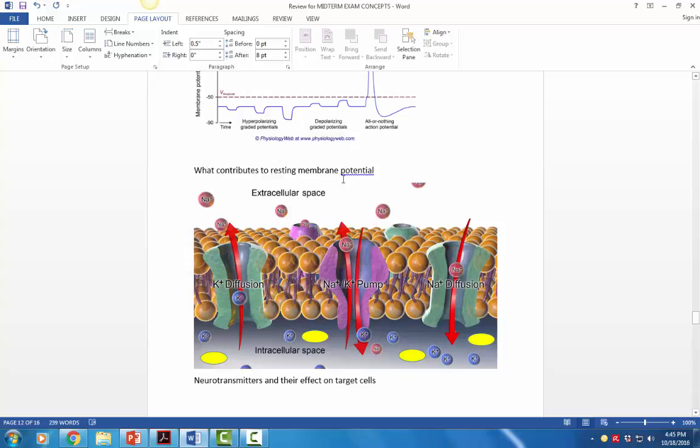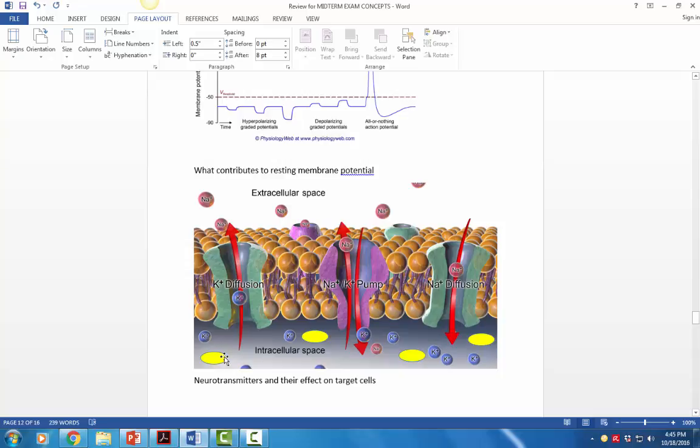So as a result, the sodium-potassium pump really plays a critical role in establishing that resting membrane potential. And then we also have the help of these negatively charged proteins inside the cell as well. We talked about neurotransmitters and their effects on a target cell. I'll move that down as well.